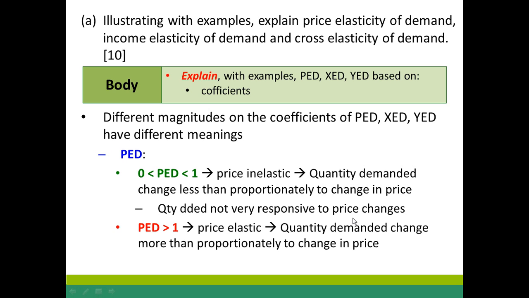Okay. In contrast, if it's PED greater than 1, we say that the good has demand that is price elastic, and that quantity demanded change more than proportionately to a change in price. Okay. Therefore, the quantity demanded for that good is very responsive to price changes.